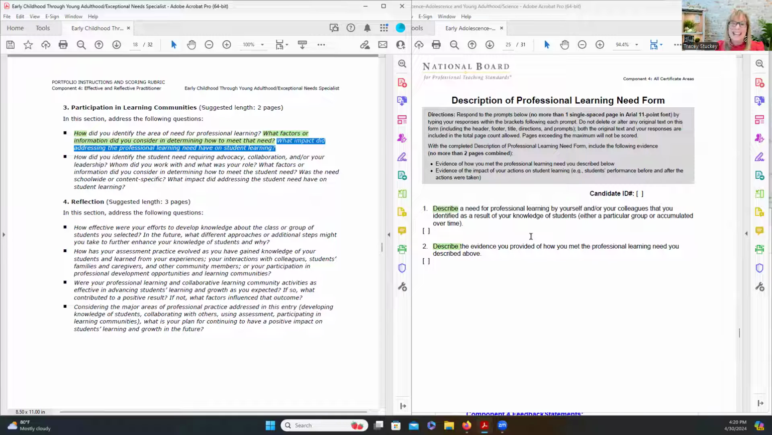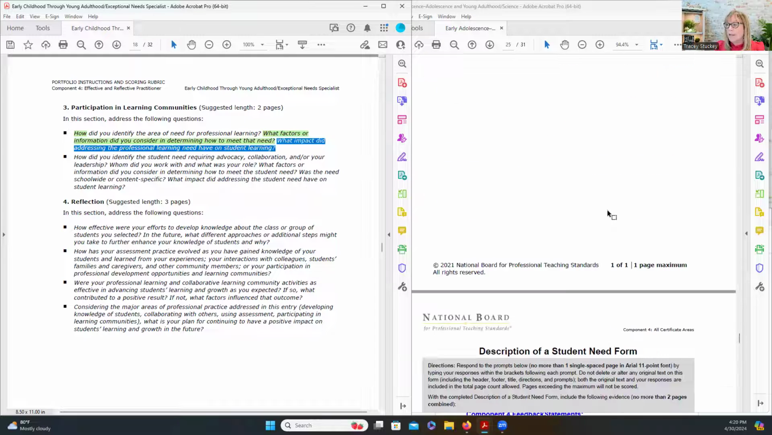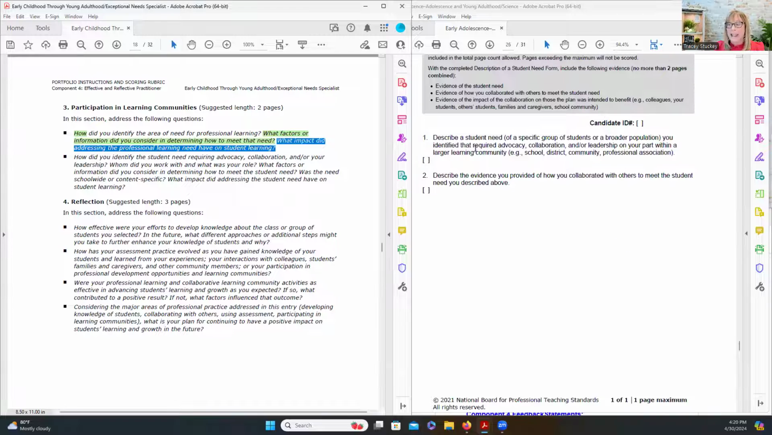So in any section, whether you're in C3, whether you're in C2, C4, it doesn't matter. Look at the beginning question and determine, what do they want me to do? Do they want me to describe or do they want me to analyze? If you look at your student need, it's the same thing. Describe. Here you're analyzing. This is still description. Whom did you work with and what was your role? I mean, that's really description there.